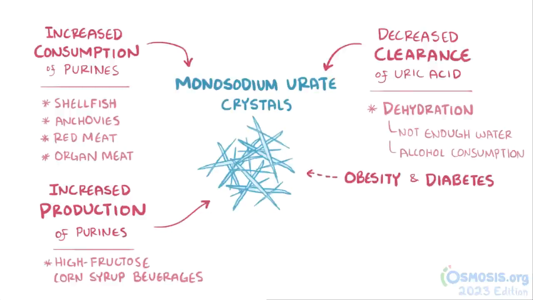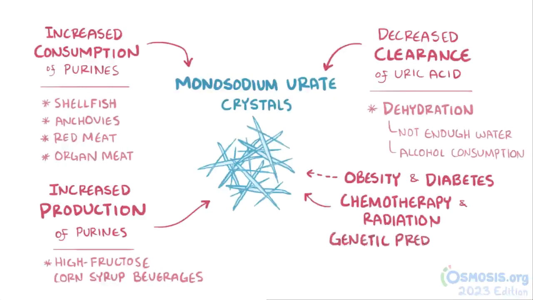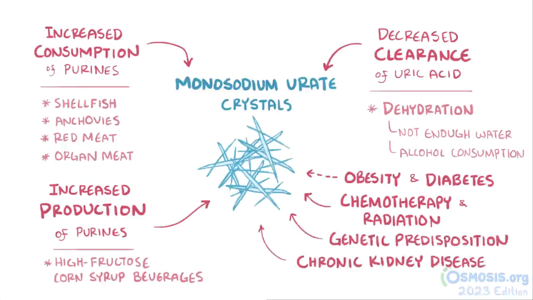Hyperuricemia can also develop as a result of chemotherapy or radiation treatment, since cells die at a faster than normal rate. Also, some individuals have a genetic predisposition to overproduction of uric acid, while others with chronic kidney disease may be unable to excrete the uric acid. Finally, there are some medications like thiazide diuretics and aspirin, which can also increase the levels of uric acid and therefore the risk of gout.